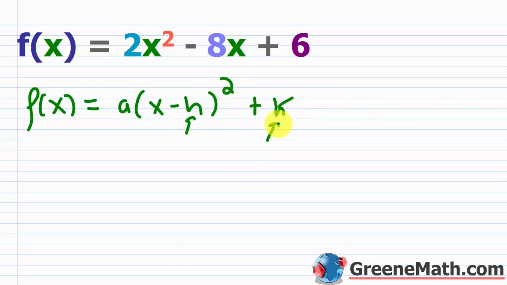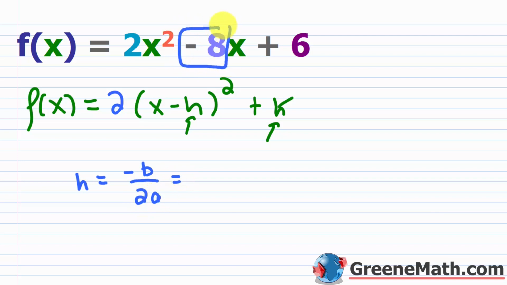So what is h? What is k? We know a is 2, right? It's the coefficient of x squared. So let's put a 2 in there. And again, my h is equal to negative b over 2a. Well, what is negative b? Well, b is this guy right here. Include the sign, so negative 8. So the negative of negative 8.